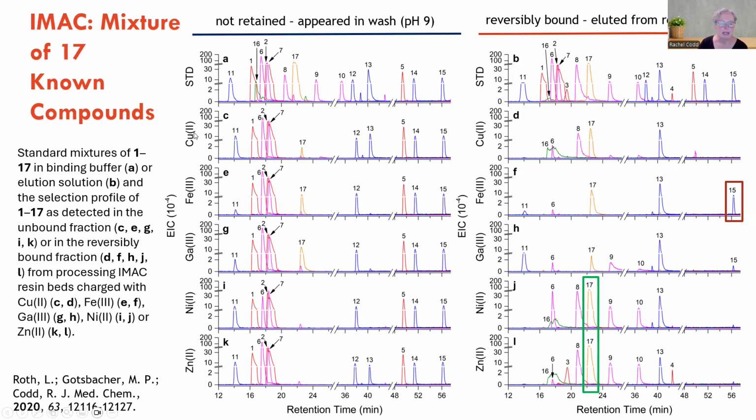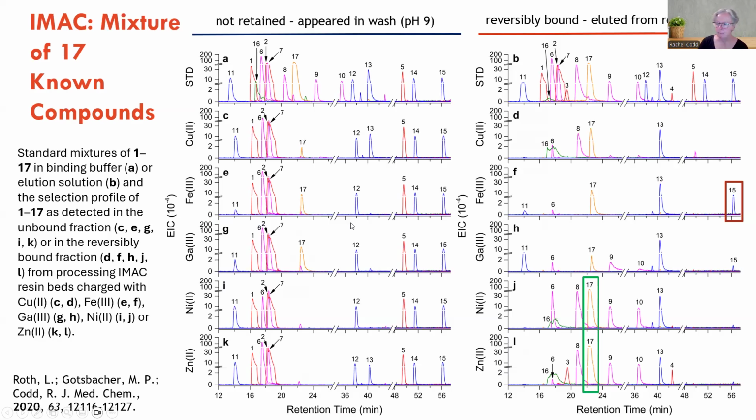Now, on the left-hand side, we've got all our different resin systems. So copper, iron, gallium, nickel, and zinc. And when we ran the solution through a copper resin, for example, you can see if we just focus on compounds 9 and 10, they are not appearing in the binding fraction. So that would suggest that they may be binding to the resin. There's some binding here, but not a great deal.